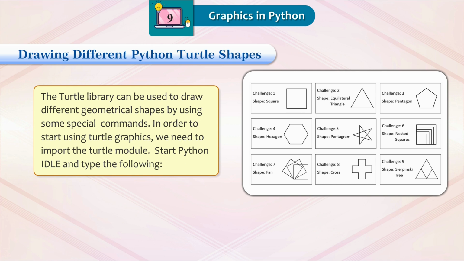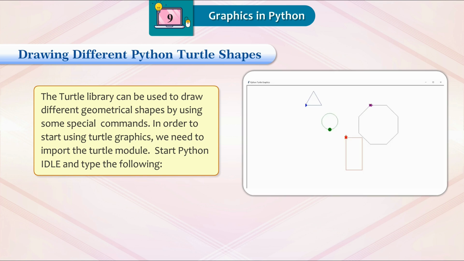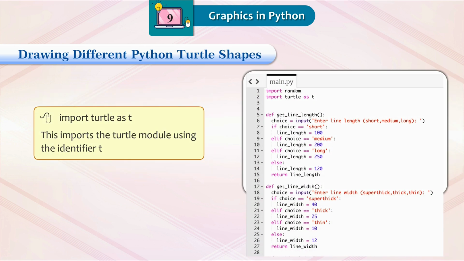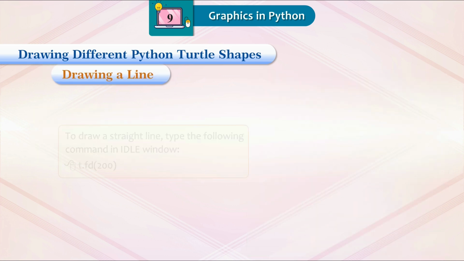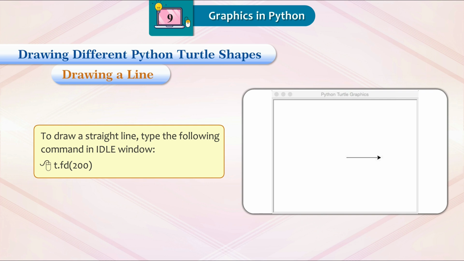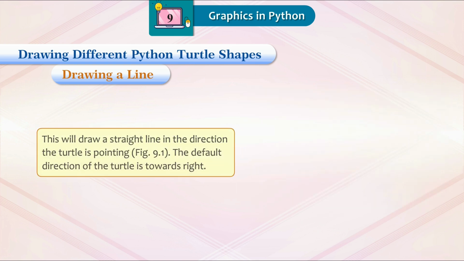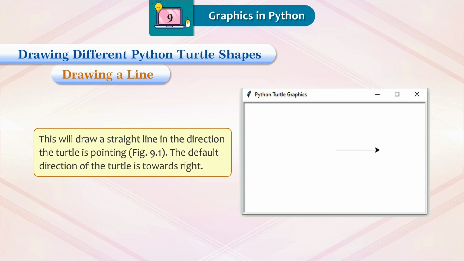In order to start using Turtle graphics, we need to import the Turtle module. Start Python IDLE and type the following. import turtle as T. This imports the Turtle module using the identifier T. Drawing a line. To draw a straight line, type the following command in the IDLE window. T.fd(200). This will draw a straight line in the direction the turtle is pointing, figure 9.1.